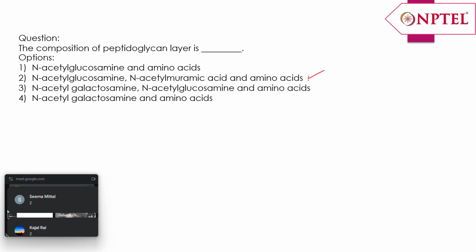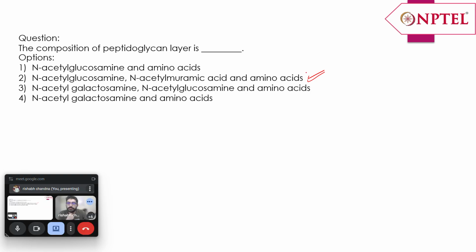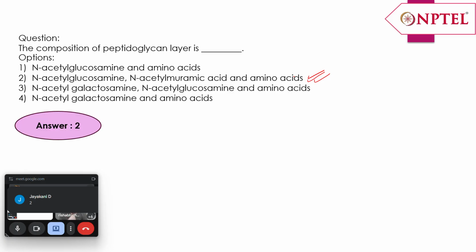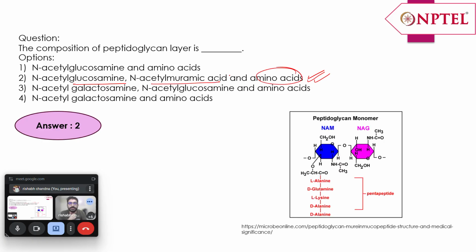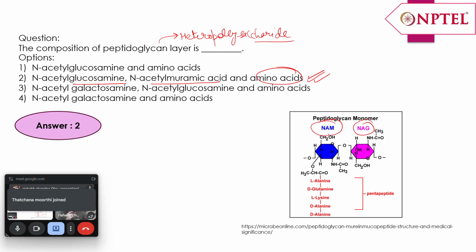Any more answers? Okay. So the correct answer is option 2, that is N-acetyl glucosamine and N-acetyl muramic acid along with certain amino acids. This is the basic monomer for the peptidoglycan. It's a heteropolysaccharide with two monomers linked by a glycosidic bond. This is N-acetyl glucosamine and this is N-acetyl muramic acid.